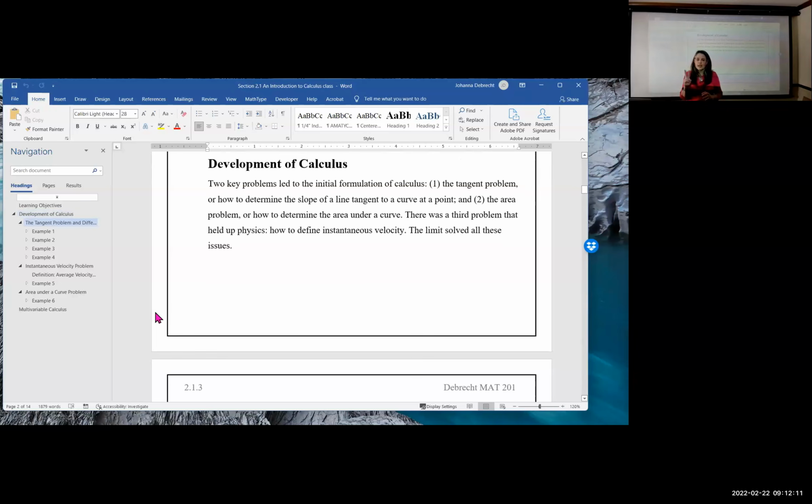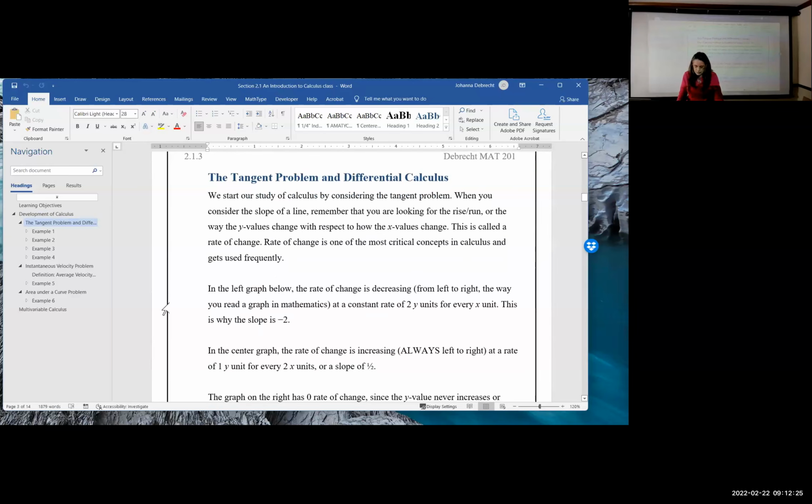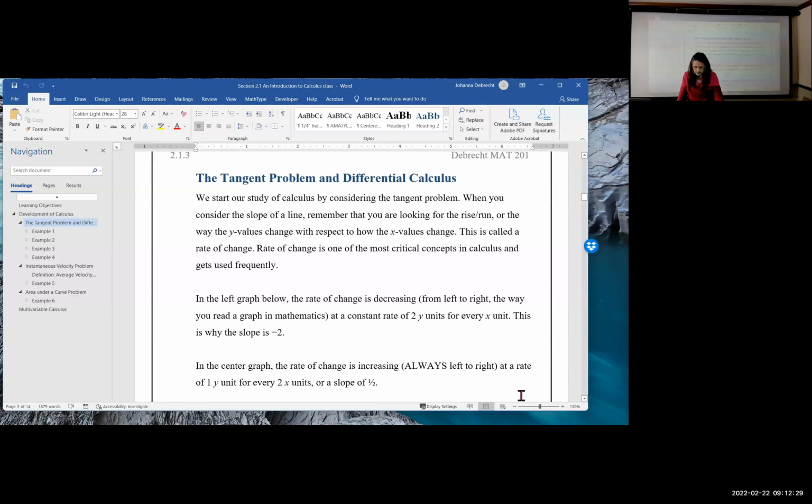So the two key ones were the tangent problem and the area problem. Physics was really held up by that instantaneous velocity problem. So it was sort of the third, and I kind of like to group it in there as well. So let's talk about the tangent problem and what differential calculus is.